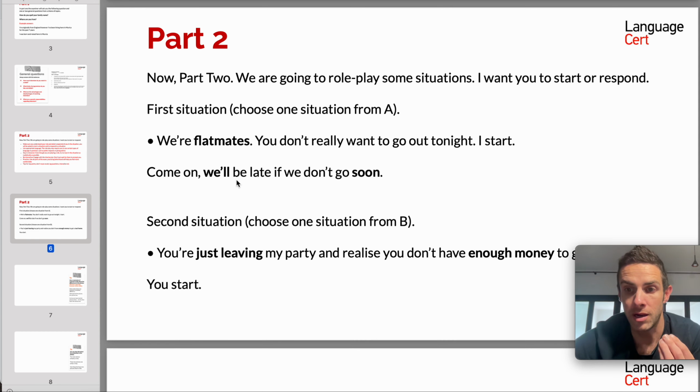Now, in this part, when the interlocutor is introducing the role play, listen for the important information. So we are flatmates. That's important. You don't really want to go out tonight. Really important. And then the examiner will start. Come on, we will be late if we don't go soon. So we will be late if we don't go soon, conditional.